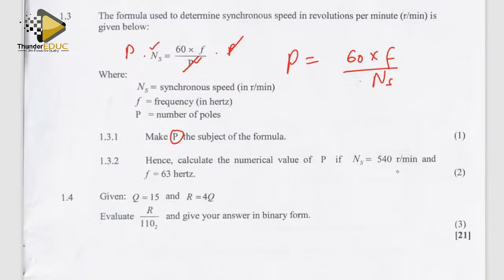And then you divide both sides by Ns. Okay, then they want us to calculate the numerical value of P. If Ns is this, let's substitute. So 60 multiplied by 63 divided by 540. Okay. So when we do that substitution, I'm ending up with just a 7. Okay, this is 7 revolutions a minute.